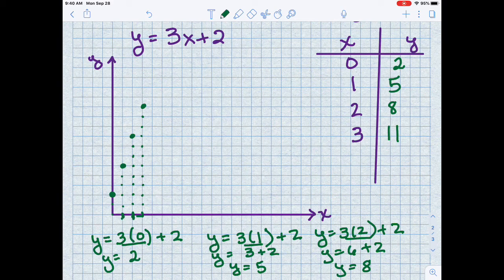So I want to draw a line right through these. Put an arrow on it because it goes on forever. And that's what this line looks like. It goes up a little bit steep like that. And hopefully this is helpful. And now you can maybe practice graphing a line in quadrant 1 yourself.